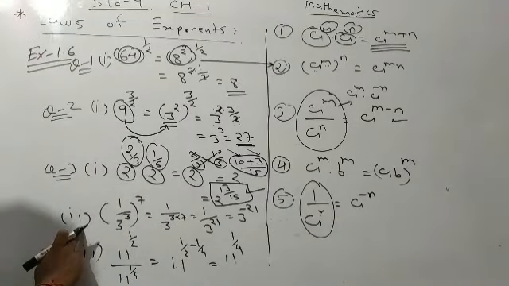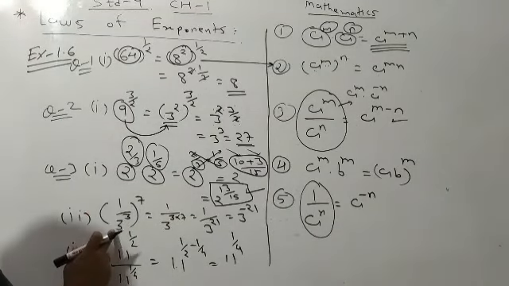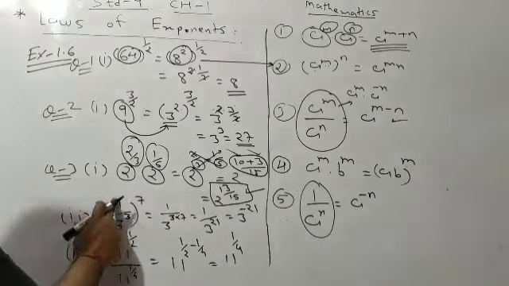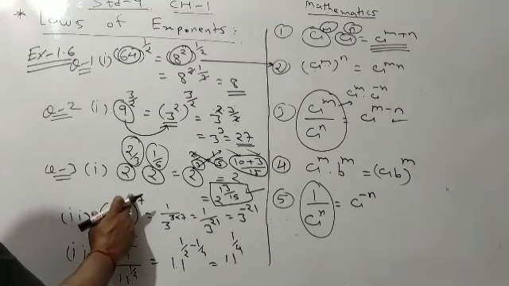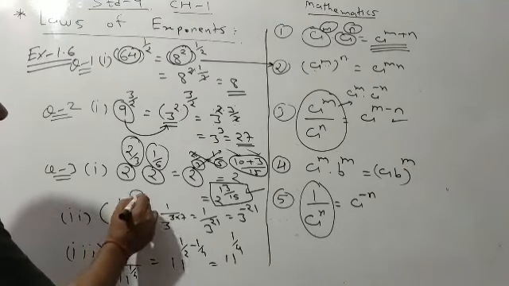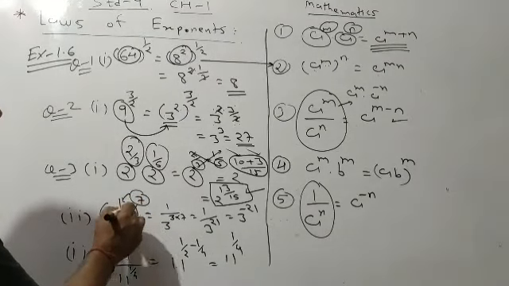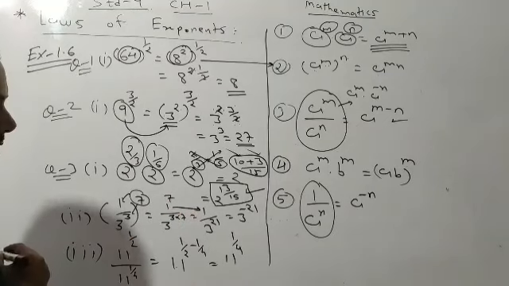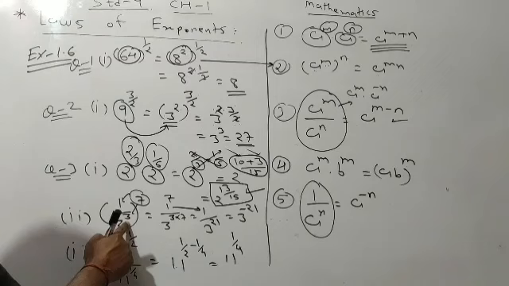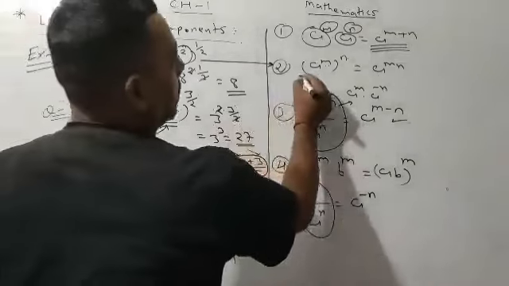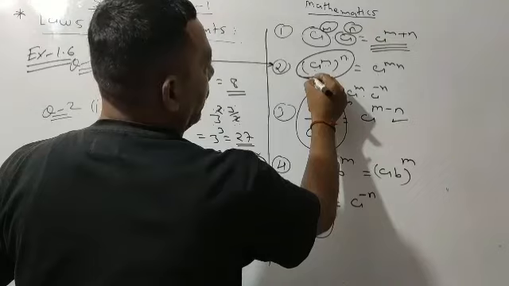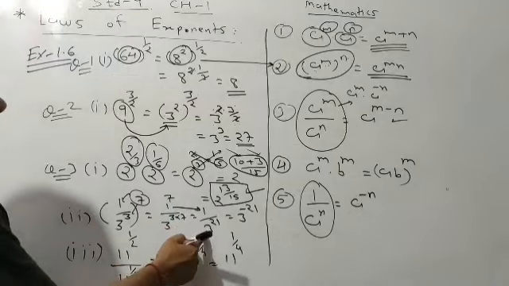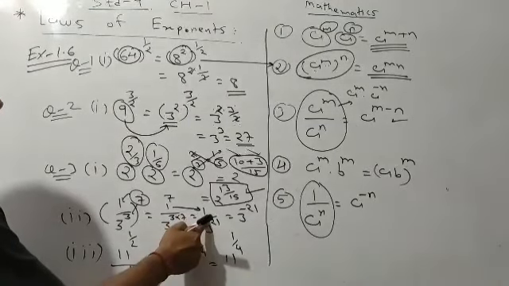Now second sub question: 1 upon 3 raised to 3, whole power 7. Here a upon b whole power 7, then we can split this power to both 1 and 3 raised to 3. But we know that 1 raised to 7 is nothing but 1. But 3 raised to 3 whole power 7 is treated as a raised to m whole power n, that is a raised to mn. So 3 raised to 3 into 7, that is 3 raised to 21 in the denominator.